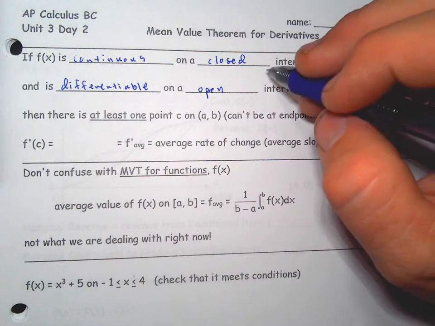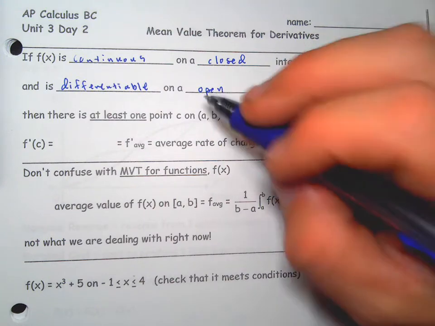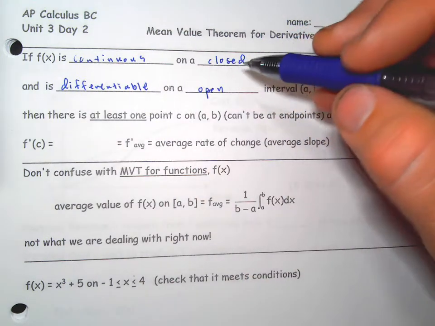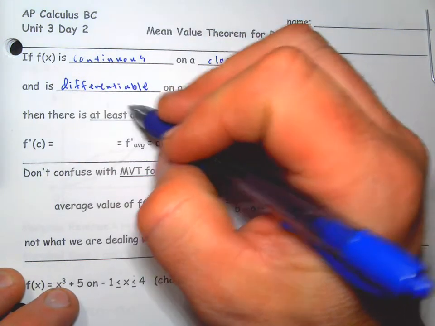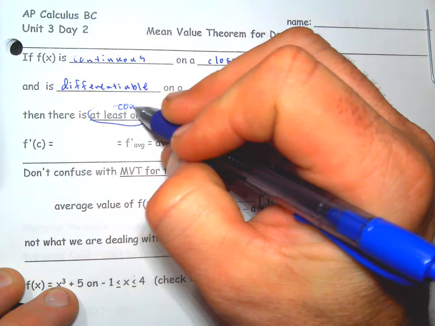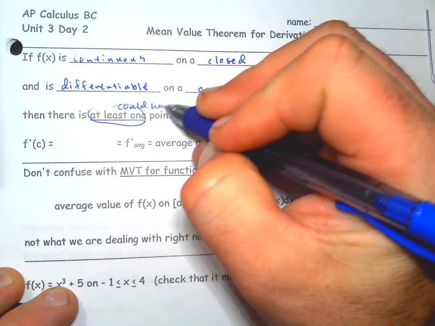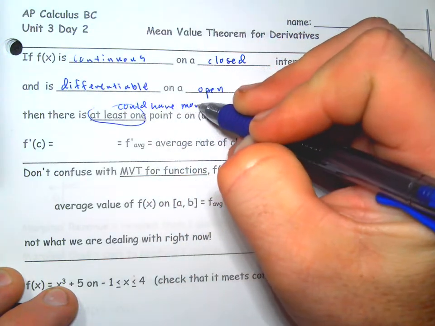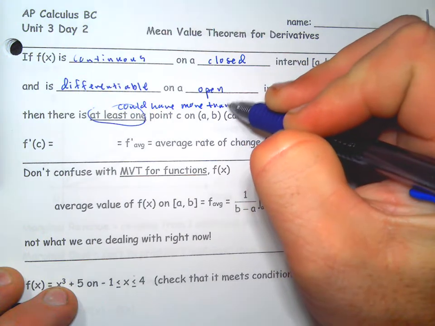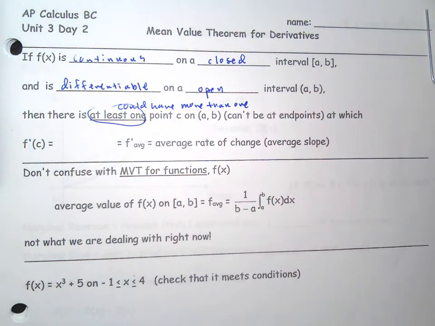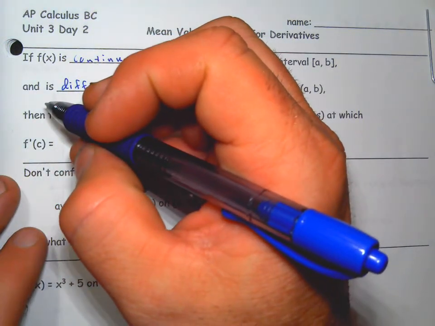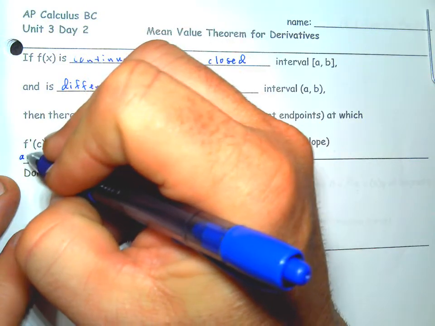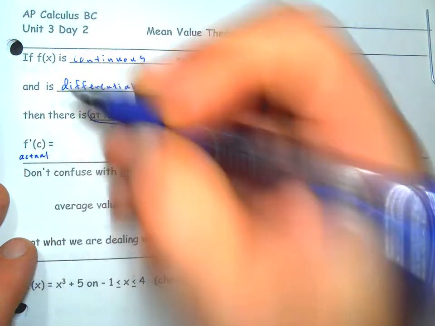And what the mean value theorem guarantees is there's at least one point, at least one, c. Could have more than one. Okay. But at least one between the endpoints where the actual derivative equals the average derivative. Okay. The actual derivative equals the average derivative.